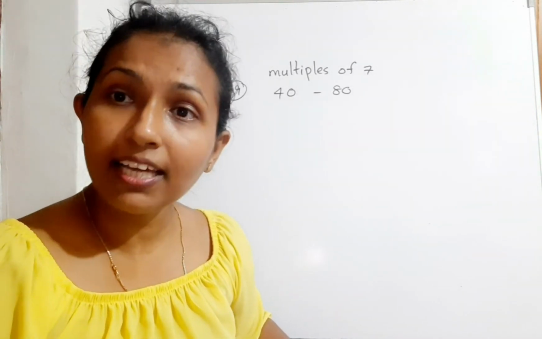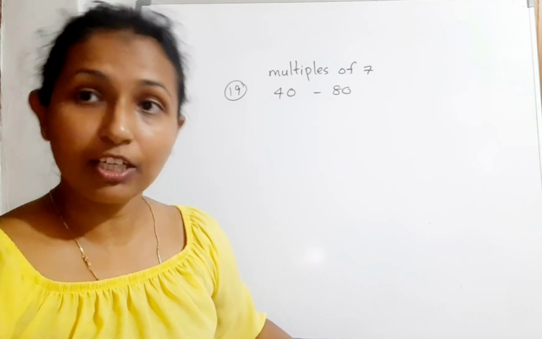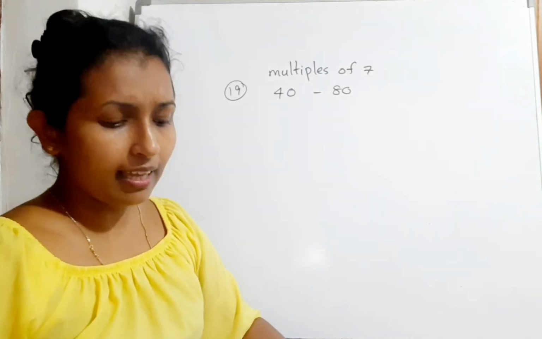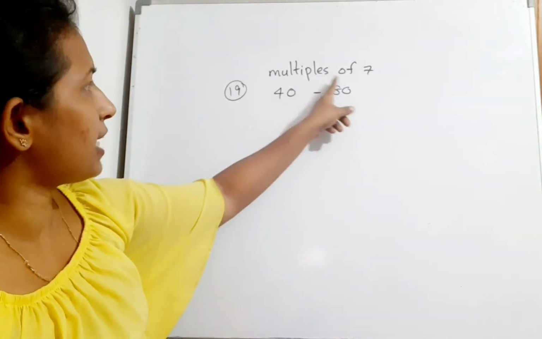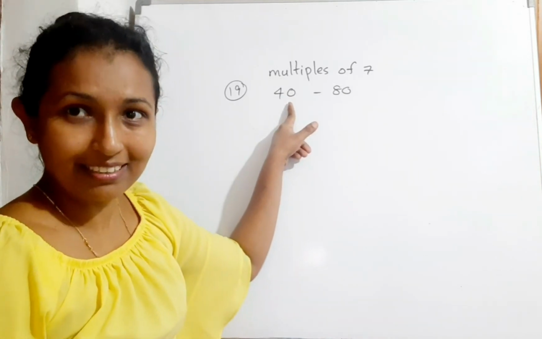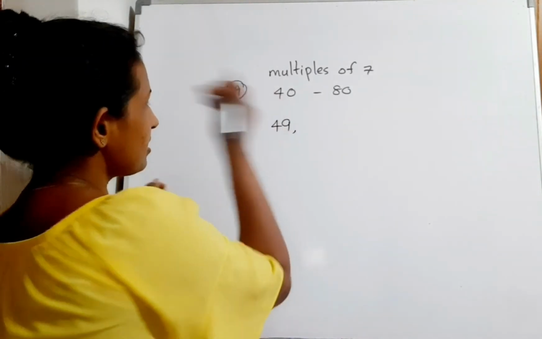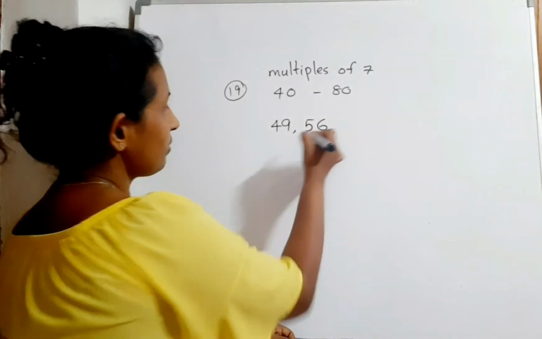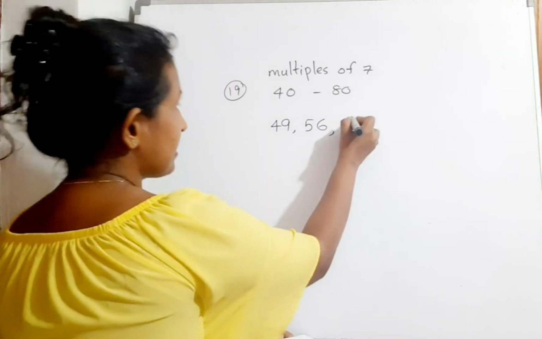We have to multiply 7 by other numbers. Then you will have multiples of 7. But here in this question, they have asked the multiples of 7 between 40 and 80. Then what is the nearest multiple of 7 to 40? Yes, you know 7 into 7. It is 49. Then 7 into 8, 56. Then 7 into 9, it is 63.